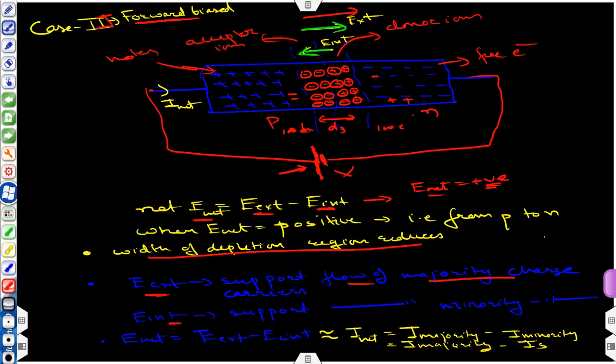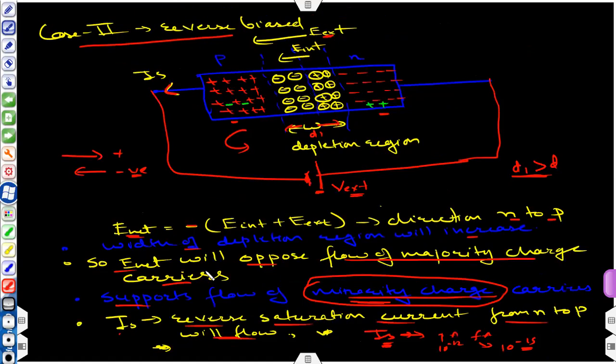The E internal will support the flow of minority charge carriers, and that E internal will oppose the flow of majority charge carriers. So E net will be E external minus E internal, and correspondingly the net current will be I majority because of this E external, and I minority because of this E internal. So the net current is I majority minus IS. I minority I have called the saturation current here. So this IS is known as reverse saturation current.